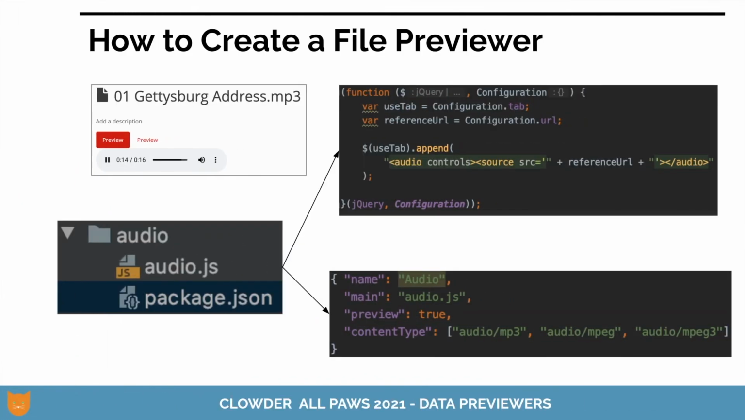Now that we've seen examples of what previewers can do, how do we create a new one for ourselves? For example, let's say the user uploads a sound file and we want to produce an embedded audio player similar to what you see at the top left.